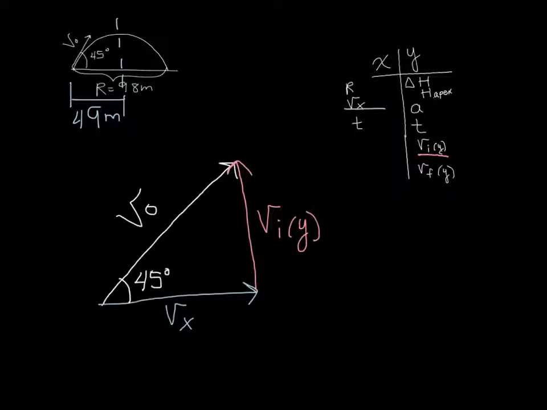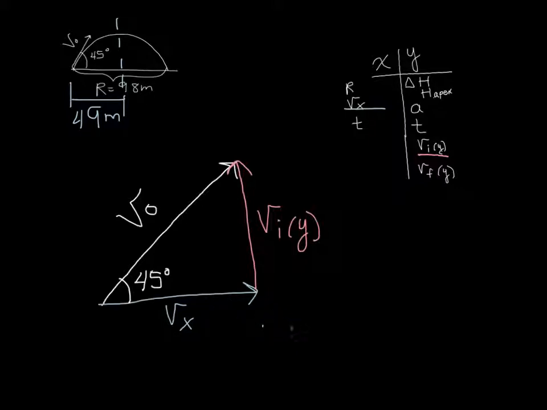Which, yes, okay, that would be half the range. That's true. But this is not equal to 49 meters. That's not correct, because this is a velocity. This component of the triangle is not going to be 49. That is not correct. Okay, so we cannot use that.